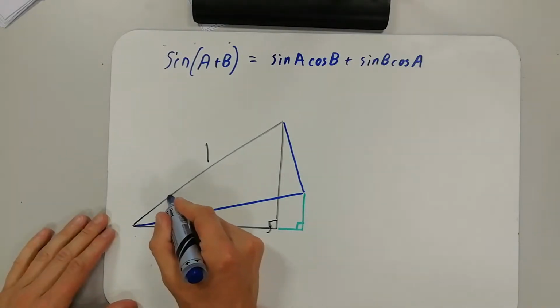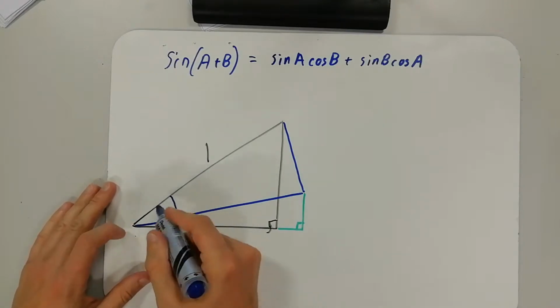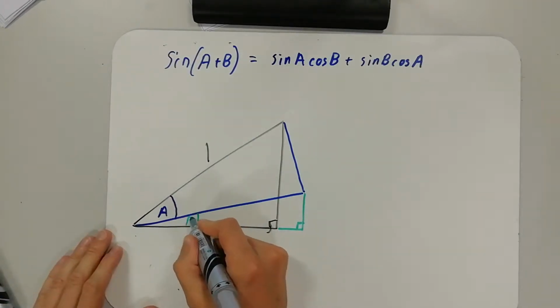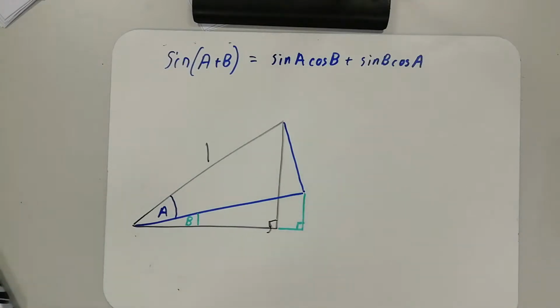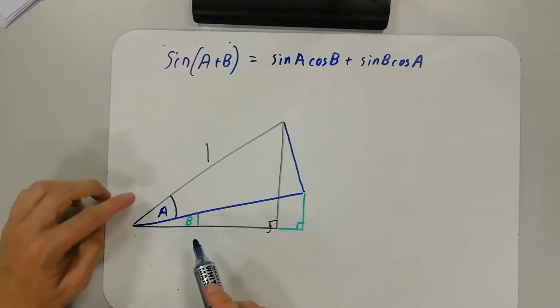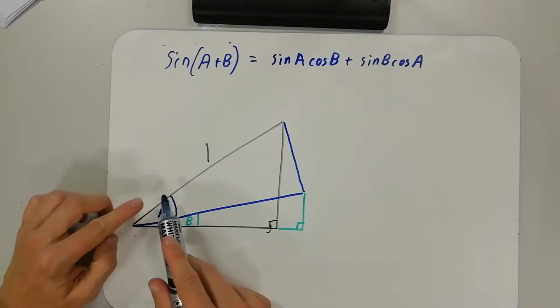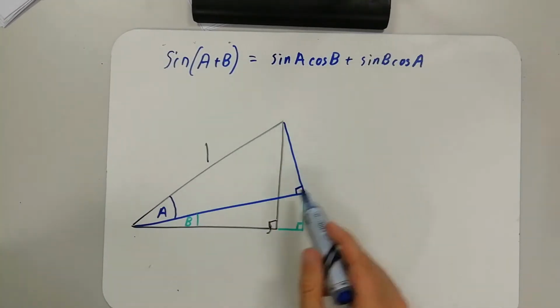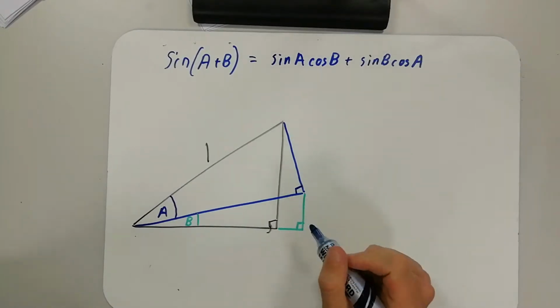And now we're going to write down the two angles. So in this triangle we have angle A, and in this triangle we have angle B. Okay, so we can see that that has an angle of A plus B. And we're just going to now label some of the lengths in these two right angle triangles.